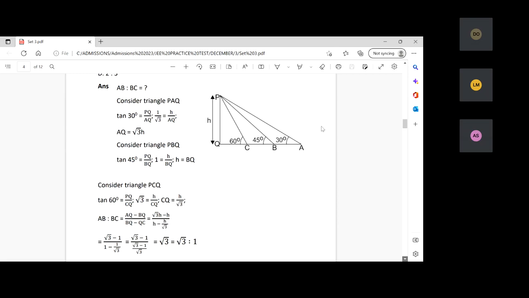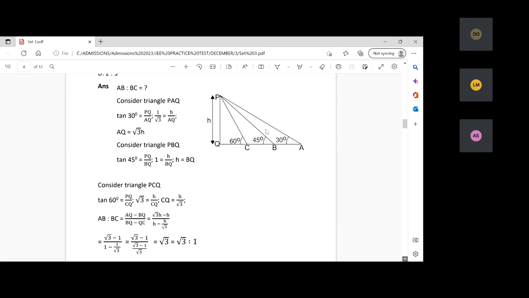Consider the triangle PQA. What is tan theta? It's PQ by AQ. The question is asking for AB is to BC. So if you need to find this, you need to have the whole lengths and then subtract each one. This is the easiest way to solve this question. So tan 30, which is 1 by root 3, equals H by AQ. From this, you have AQ in terms of H, which is root 3 H.